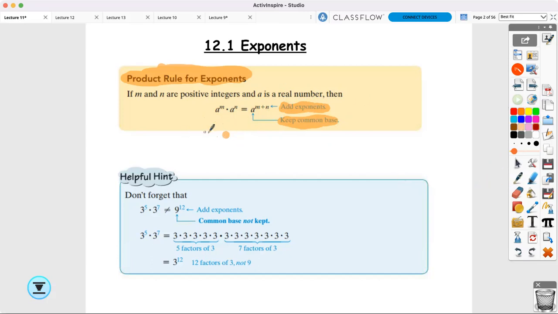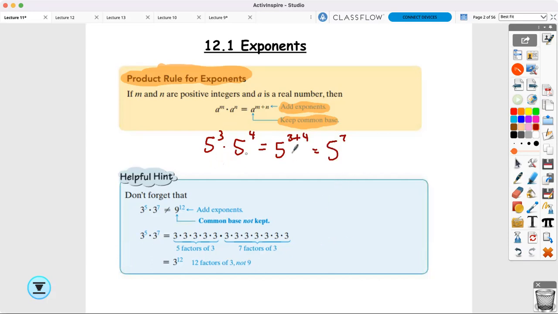For example, I'm going to plug in a number for a. Let's say we have 5 to the third times 5 to the fourth. Since the bases are the same, 5 and 5, this is actually 5 to the 3 plus 4, which is 5 to the 7th power. That's how we apply the product rule.